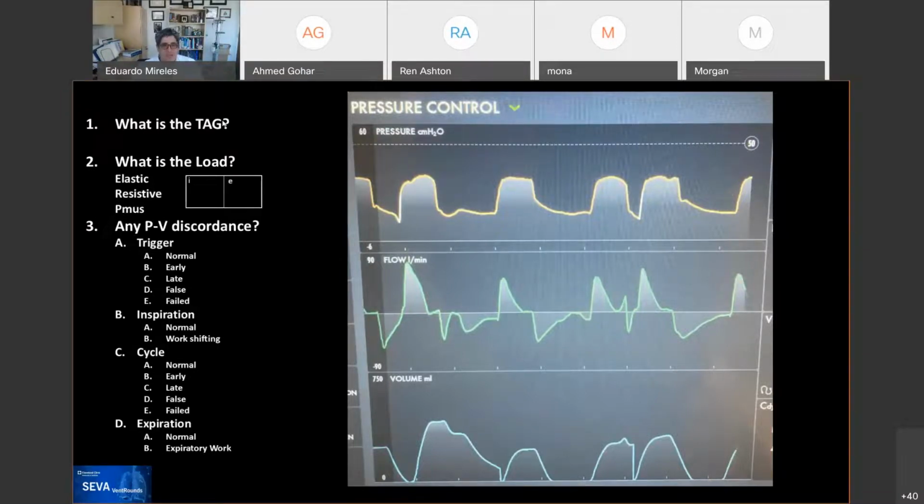This one, I was walking through the unit and was approached by our high quality respiratory therapist. It was 5 o'clock in the morning. He said, I have been working on this patient for the last 8 hours. It's been just impossible to get better coordination with the patient. So we took a picture, we did some adjustments, and we'll show the results.